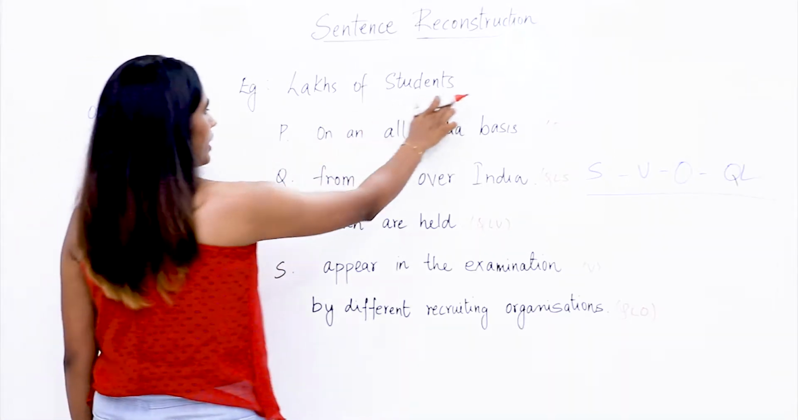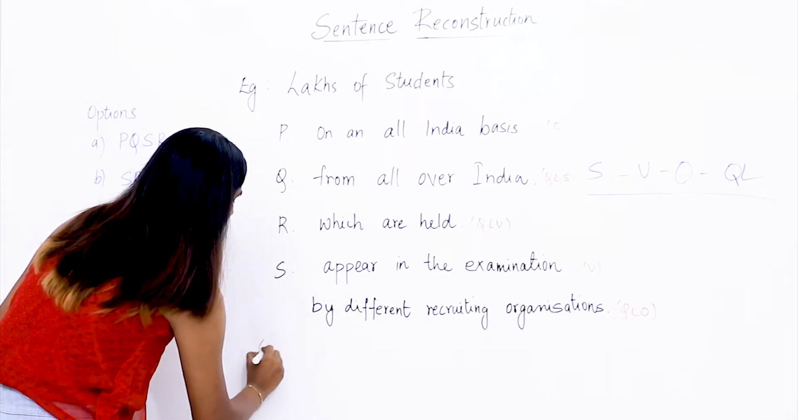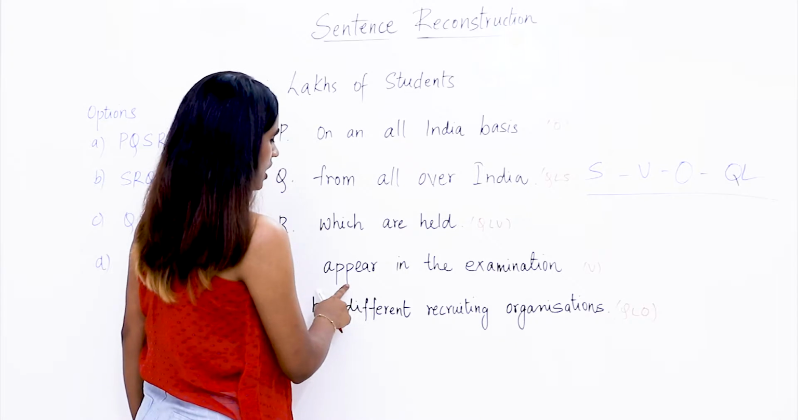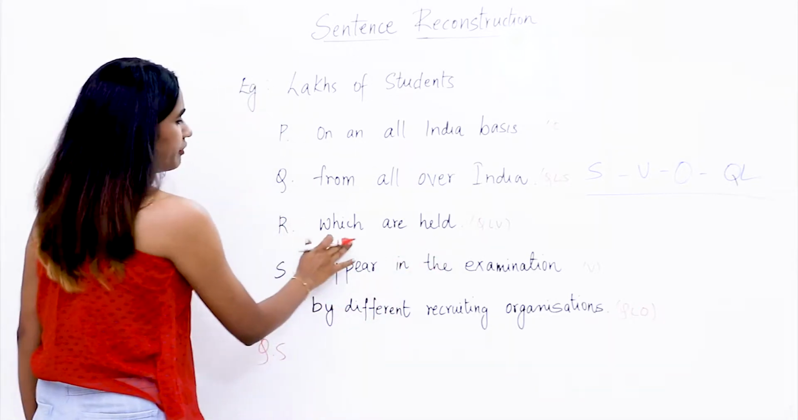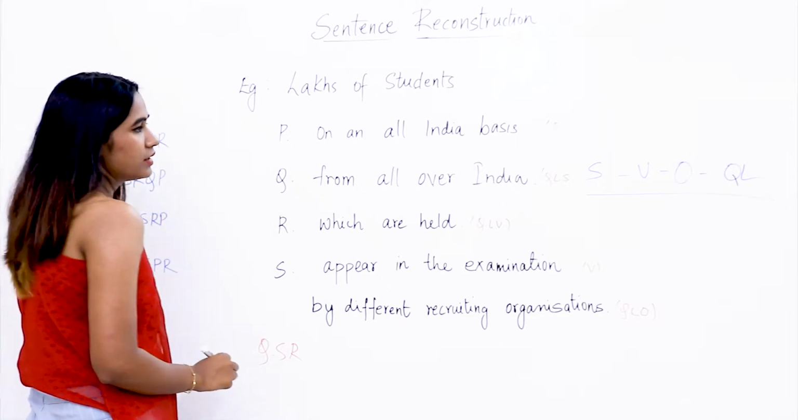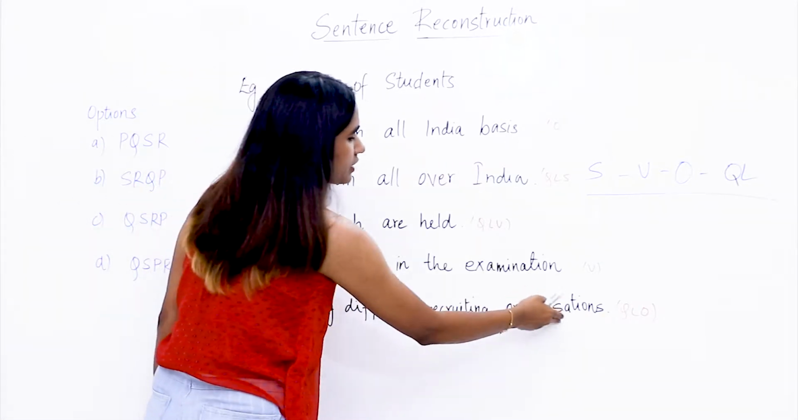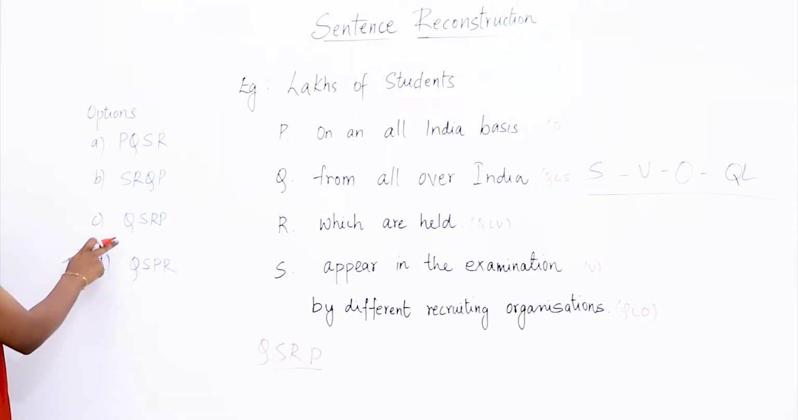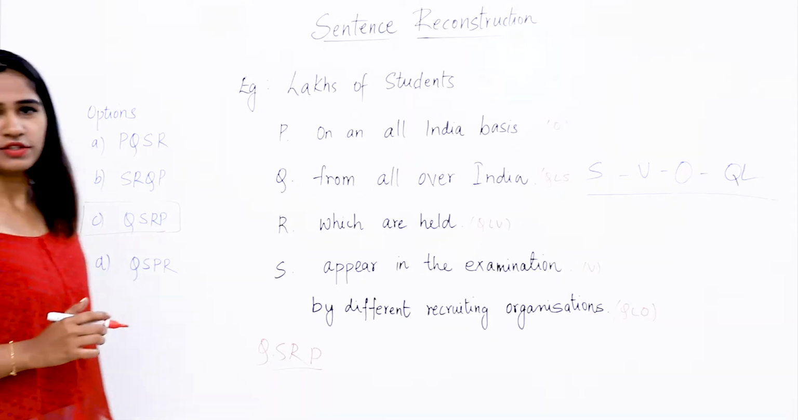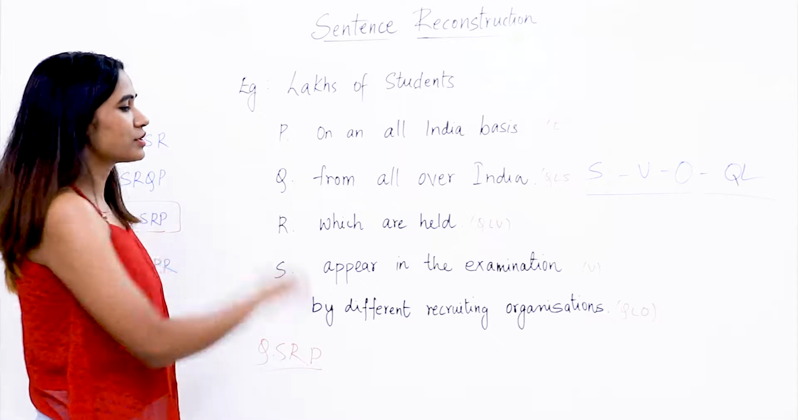So you can see, "lakhs of students", and then Q comes, then the verb "appear in the examination", S, then the qualifier of the verb "which are held", R, and then the object "on an all India basis", P, "by different recruiting organizations". So we have got the option QSRP. Let's see whether we have this option. QSRP is our option, so C is our answer. Isn't it simple? Anytime you get stuck or are in confusion, you can definitely apply this method and solve the problem very easily.